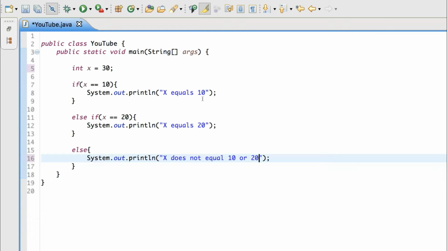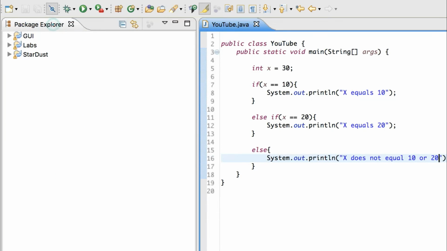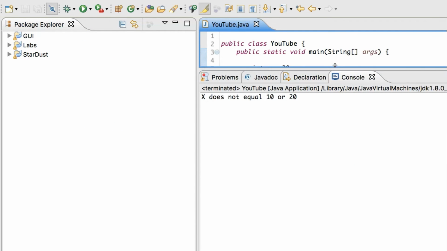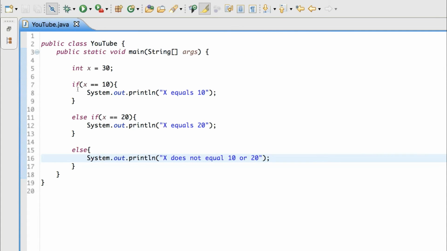Because if it doesn't equal 10 and it doesn't equal 20, then it can be any other number, but we don't exactly know what number it is because there's nothing after this else. So it should print out x does not equal 10 or 20, because x equals 30. If I can get this console up, there we go. X does not equal 10 or 20, because as we see, x equals 30. It ran through both if statements, and it did not find an instance where the if statement was true, so it went all the way down to the else.